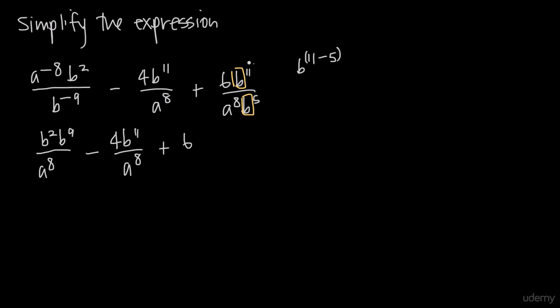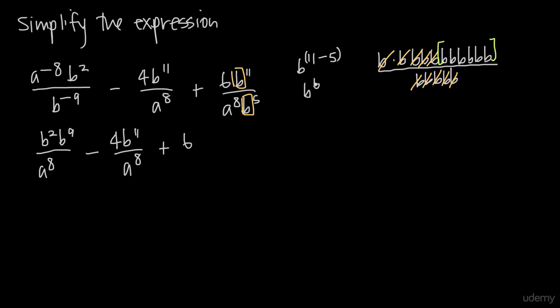The reason that's the case is that b to the 11 in the numerator is like 11 b's multiplied together, 1, 2, 3, 4, 5, 6, 7, 8, 9, 10, 11, divided by 5 b's in the denominator, 1, 2, 3, 4, 5. What we can do then is cancel 5 b's in the denominator with 5 b's in the numerator. What we're left with is everything that didn't cancel, which is 6 b's in the numerator. You can see we get the same thing here: 11 minus 5 is 6, so we get b to the 6.